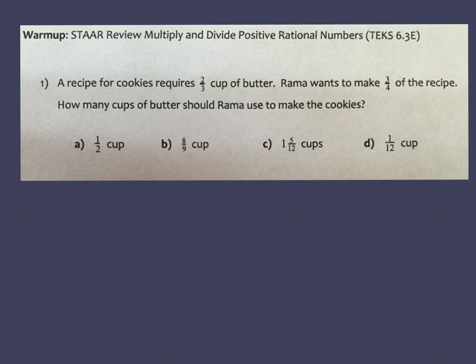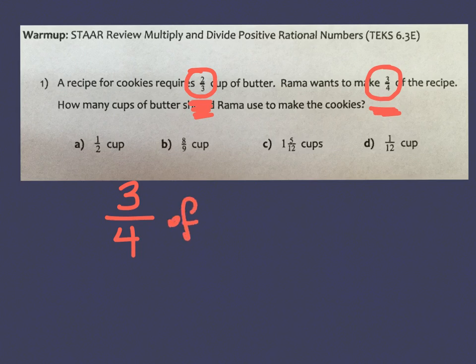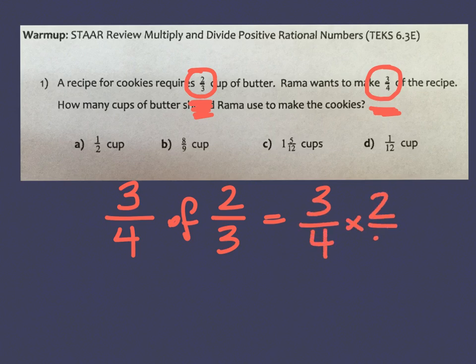So a couple of things stand out. A recipe requires 2/3 of a cup of butter. She doesn't want to make the whole recipe though. She only wants to make a part of the recipe. She wants to make 3/4 of the recipe. So we need 3/4 of 2/3, which is the same thing as 3/4 times 2/3.